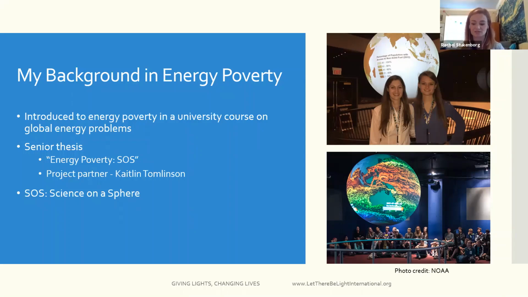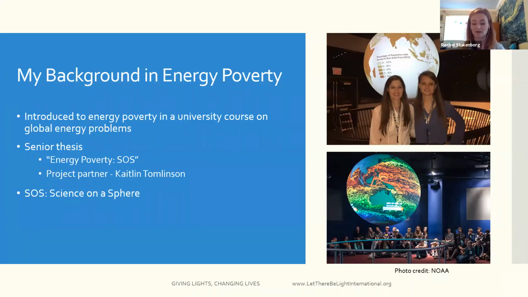Science on a Sphere is a presentation tool developed by the US National Oceanic and Atmospheric Administration, or NOAA. What Science on a Sphere is, essentially, is a globe in an auditorium surrounded by 4 projectors, and the projectors can project one cohesive image onto it. And you can see this in the picture in the bottom right corner. It's very useful for showing global data. And for this reason, we decided to develop world maps containing data on energy poverty that could be projected onto Science on a Sphere.